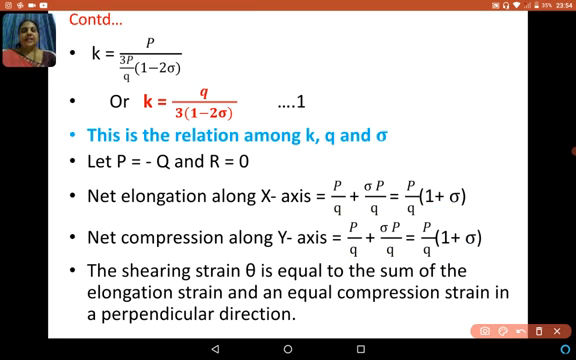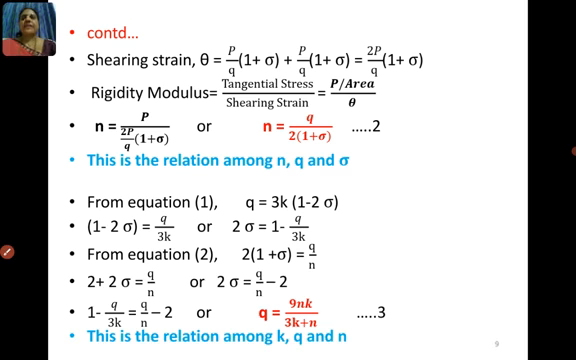Therefore, the shearing strain theta is equal to the sum of elongation strain and an equal compression strain in a perpendicular direction. Therefore, the shearing strain theta is equal to P by Q into 1 plus sigma plus P by Q into 1 plus sigma, the summation of the elongation and compression in the perpendicular directions, and it is equal to 2P by Q into 1 plus sigma.